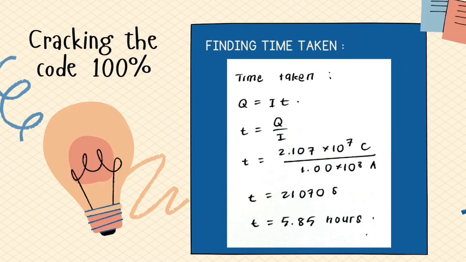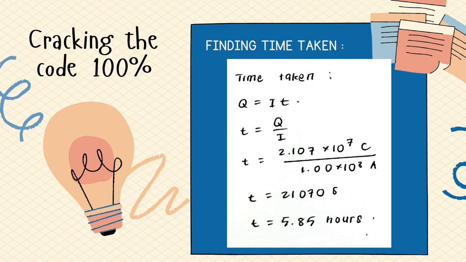With that, we can plug in the values of Q and I in order to find T. So T equals Q over I. We plug in all the values, and we will get T equals 21,070 seconds. And converting it to hours, we will get T equals 5.85 hours.